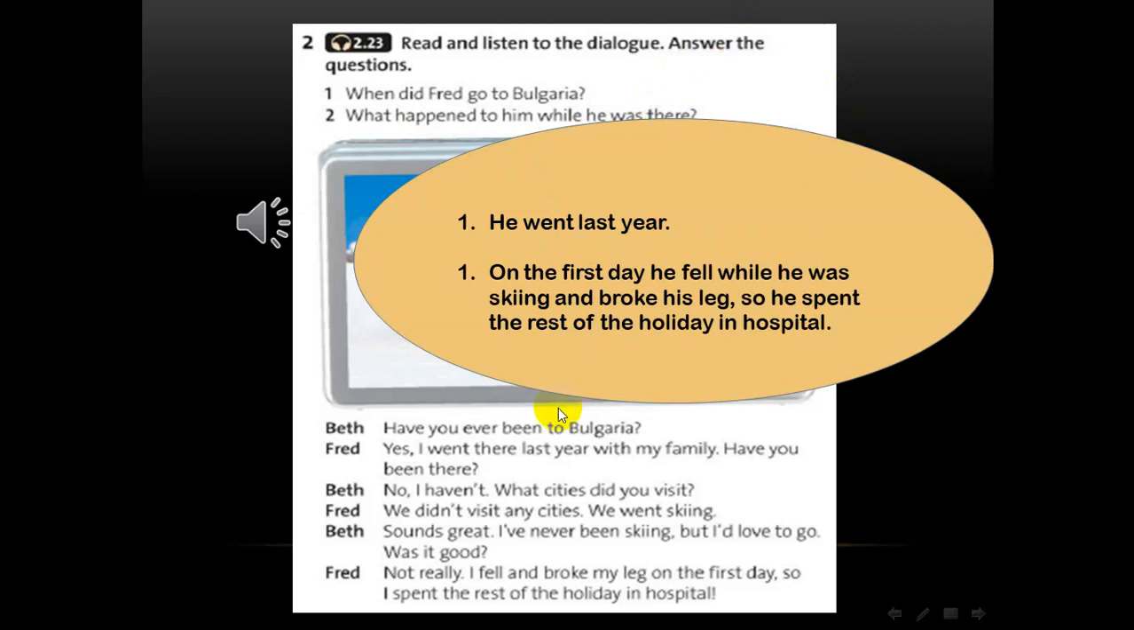So this passage is talking about a story in the past. First of all, we have the question, have you ever been to Bulgaria? Why did I use the present perfect here and not the past simple? Well, we use this question at the beginning of a conversation to ask about an experience someone did or a place someone visited.